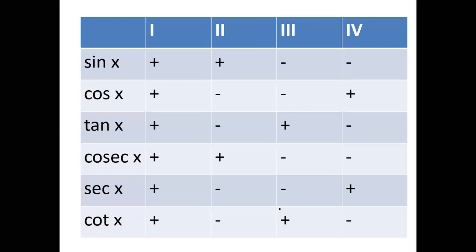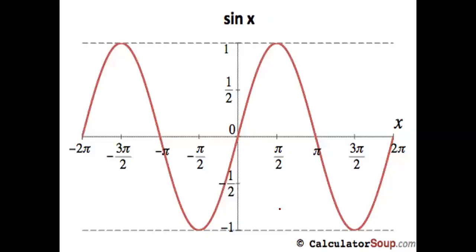What value, positive or negative, each individual trigonometric function takes in each quadrant. If you want, take a screenshot, or if you are writing, you can write it down. Because okay, I hope this was clear. ASTC rule was clear, right? Okay, fine. So we'll move on. Next, graph.